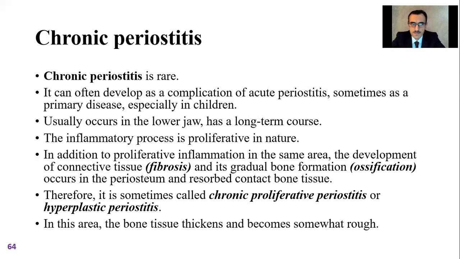Chronic periostitis is rare. It can often develop as a complication of acute periostitis, sometimes as a primary disease, especially in children. It usually occurs in the lower jaw with a long-term course. The inflammatory process is proliferative in nature. In addition to proliferative inflammation in the same area, connective tissue develops, or fibrosis, and gradual bone formation, ossification, occurs in the periosteum and resorbs contact bone tissue. Therefore, it is sometimes called chronic proliferative periostitis or chronic hyperplastic periostitis. In this area, the bone tissue thickens and becomes somewhat rough.